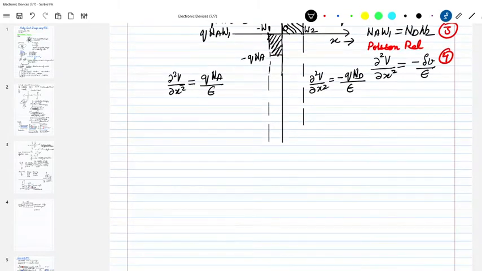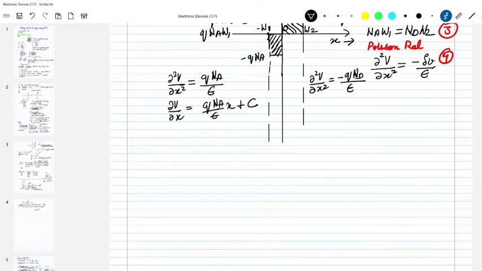So that's the relationship. Now let's integrate this. ∂²V/∂x² will be equal to qN_A over epsilon, so if you integrate this with respect to x, there will be x here. If you integrate with respect to x, there is x here plus constant C. ∂V/∂x equals qN_A over epsilon x plus C.